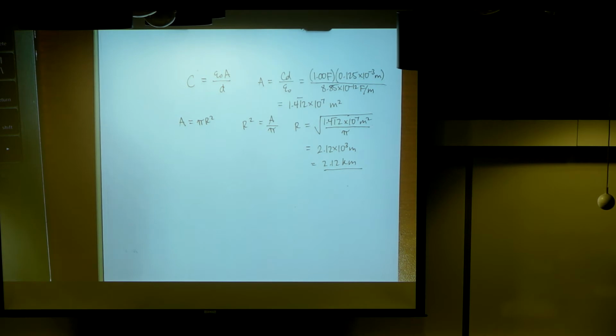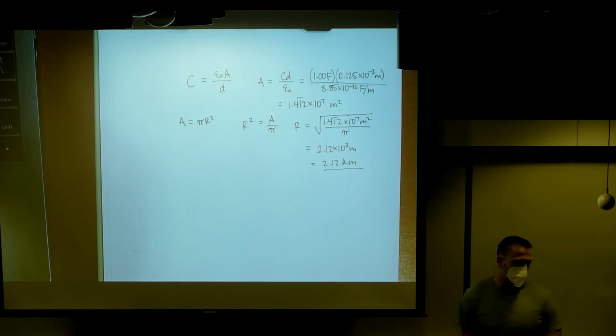So obviously you're not going to build a capacitor with plates that are 2.12 kilometers in radius. So here's my question for you, right? Is 1 farad just unrealistic based on what we did here? Is it safe to say you can't build a 1 farad capacitor in the real world, or you couldn't put one in your pocket, let's say? I think you could do it, it's just, maybe it's not practical. Yeah, you could do it.